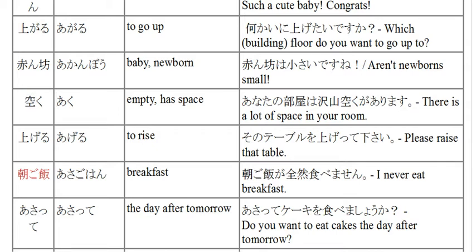The next word is aku. Aku for empty of space. Not a spaceship, Mars, moon, space, but physical area of space in your home or wherever. So the example I did was anata no heya wa takusan aku ga arimasu. There is a lot of space in your room. So, anata, you, anata no, yours, heya, bedroom, your bedroom has takusan, many or a lot, aku for the space, so a lot of space, ga arimasu. So it's aru, because it's an inanimate place. The bedroom itself is not alive.